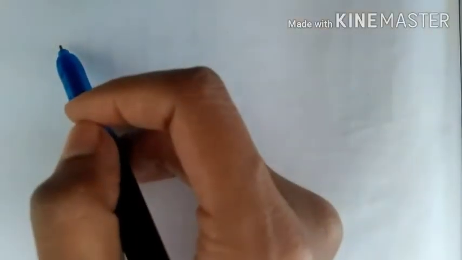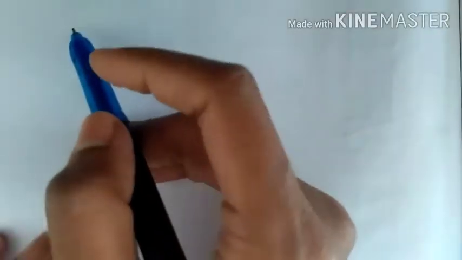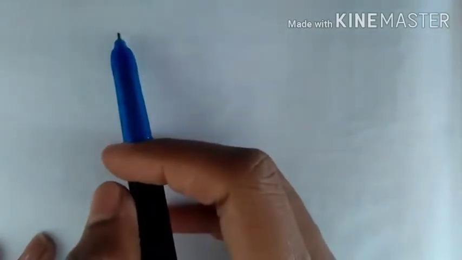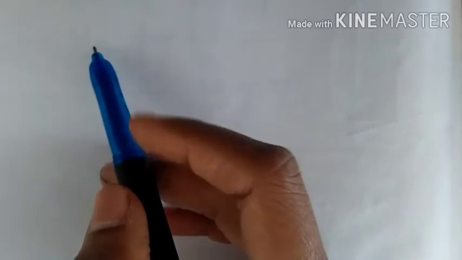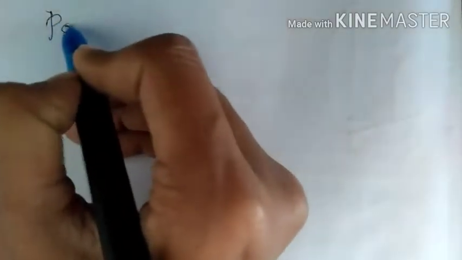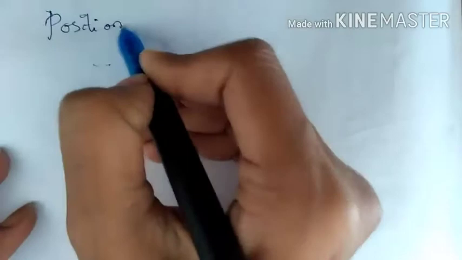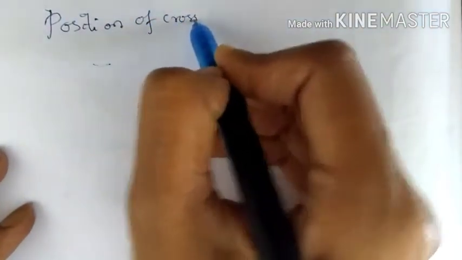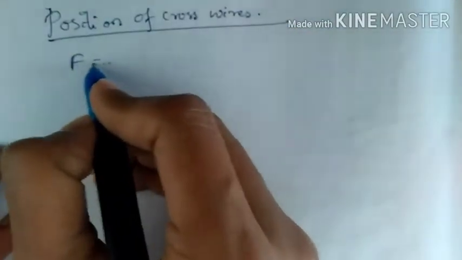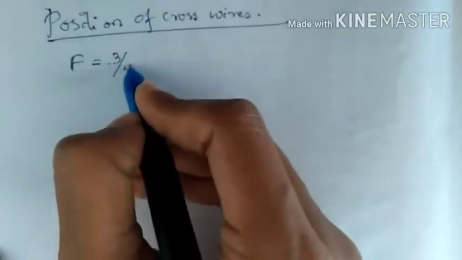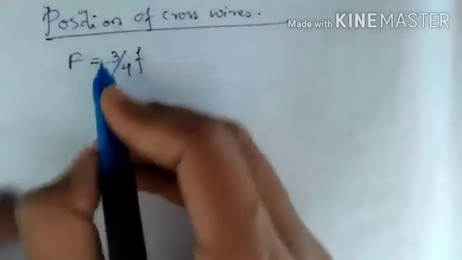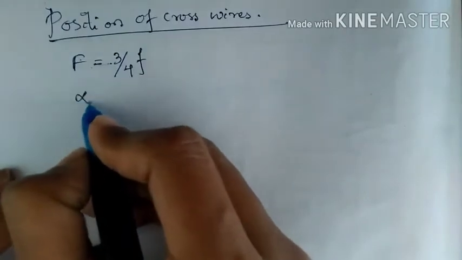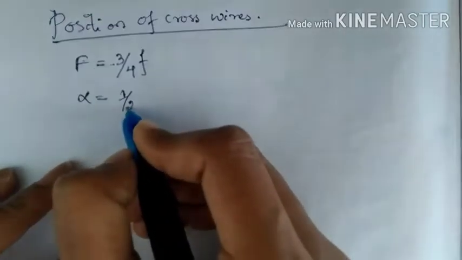In the last class we understood the construction of Ramsden's eyepiece. We learned the equivalent focal length and the position of the equivalent lens. Now let us learn the position of cross wires. Before that, we got F equals 3/4 f, where F denotes the equivalent focal length. Later we got the position alpha as 1/2 f.